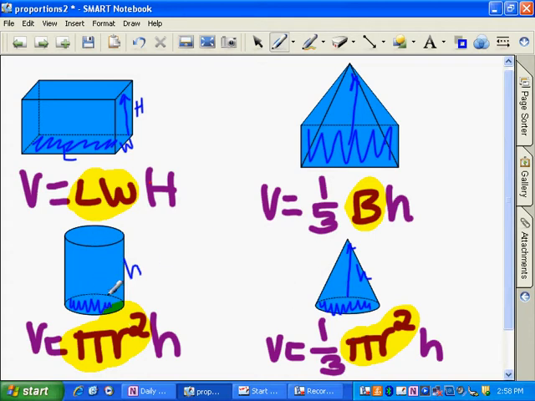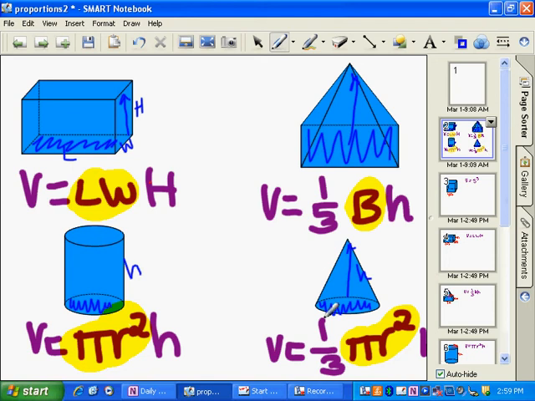So if you have a cone with the same radius and the same height as a cylinder, it's going to have a volume that is 1/3 of the cylinder. So it's pi r squared h divided by 3. So let's do some examples that show this.